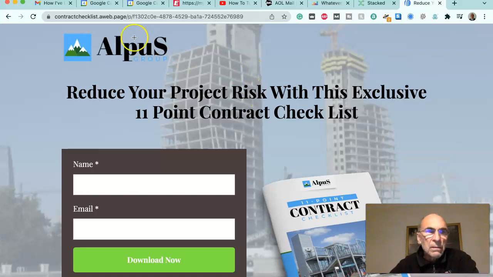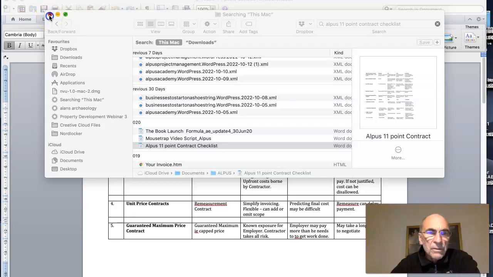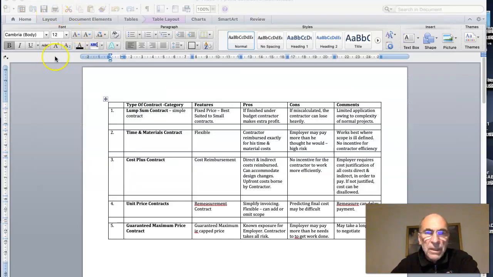It's basically a free explanation of contracts in simple terms. So I'll just talk you through these. These are the 11 types of contracts.